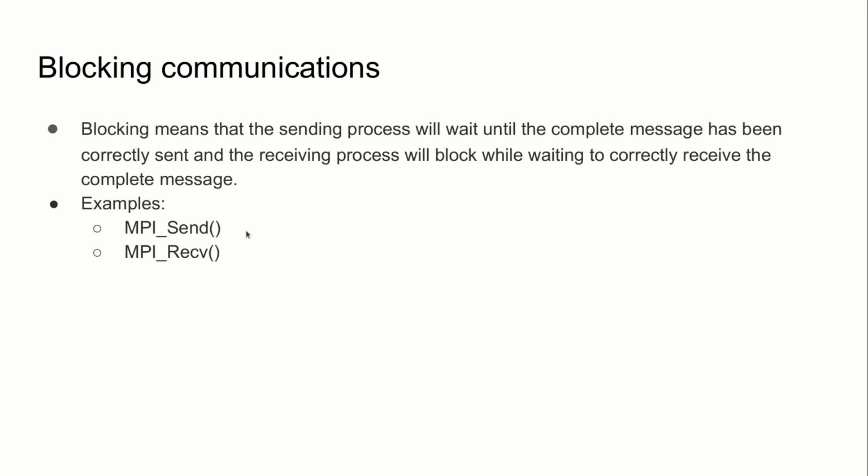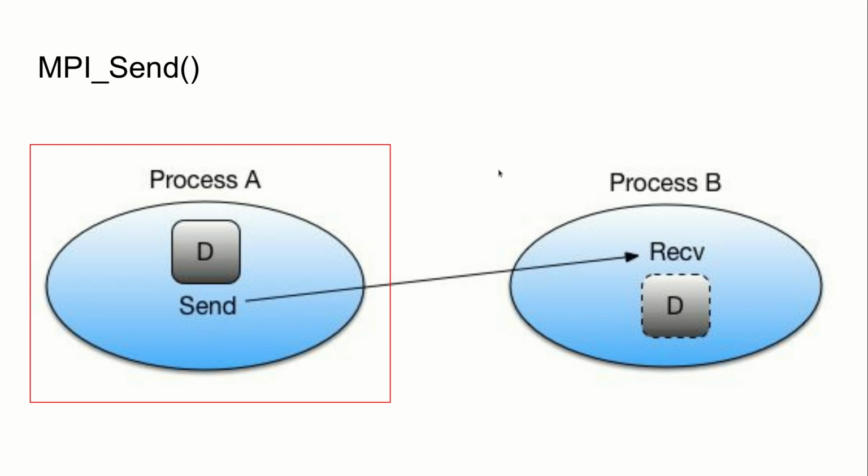So there are two basic examples of blocking communication, which are MPI send and MPI receive. As before, we have a process A that wants to send a message to process B, and then we have the data here, and in process A we call MPI send, this function from the MPI framework.